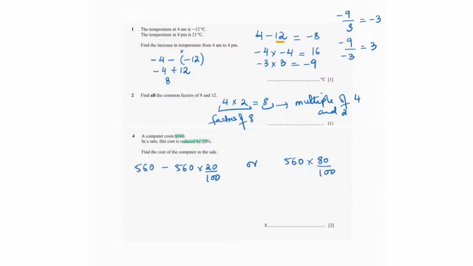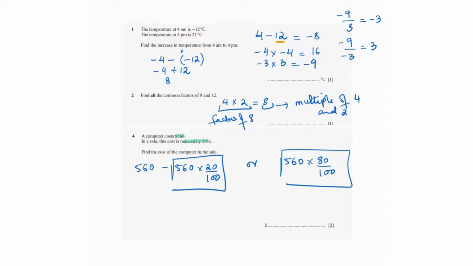560 minus 560 times 20 over 100 means that first you're finding 20% of 560, which is this part. That gives you 20% of 560. And when you get that, you subtract that from 560 to get the new value, the discounted price. This one tells us that we're finding 80% of 560. Why? Because 20% has already been reduced. So out of 100, if 20 is taken away, that leaves us with 80. So 80% of 560 gives us the new price.